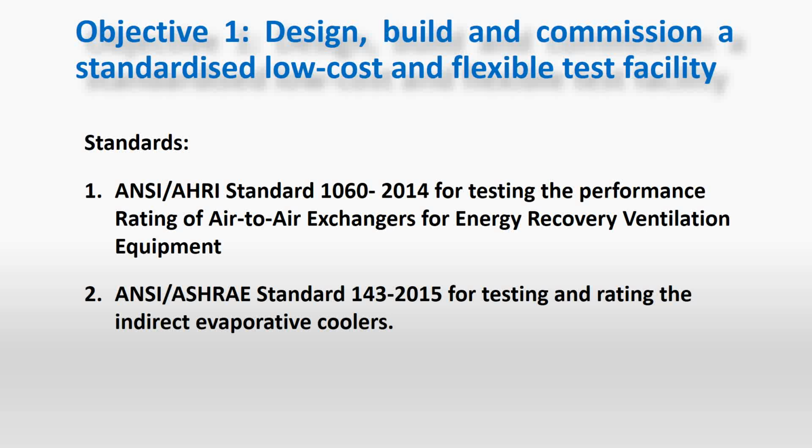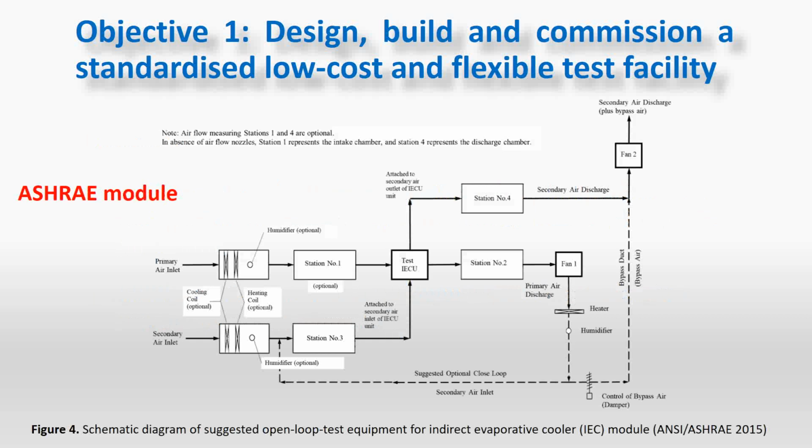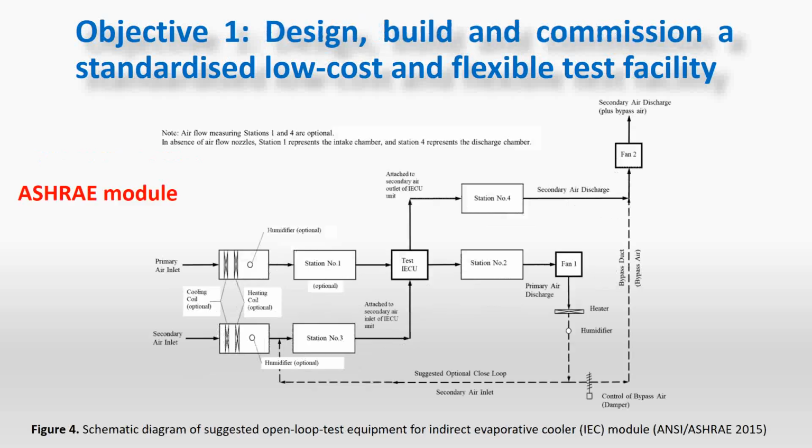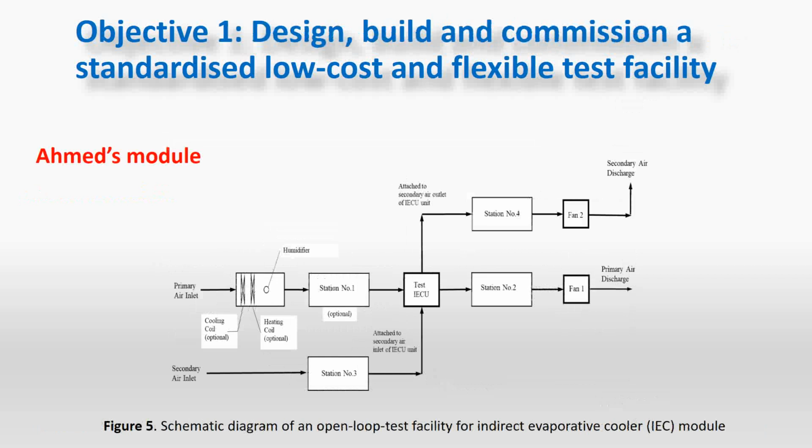So this is the original schematic diagram for the test rig. I made my own module because actually it's the flexibility to add or remove something. So I just made it as an open loop test facility. Secondary inlet, primary inlet to be simply modified before we send it to the test module. And we have 4 testing stations for the measurements of the parameters.